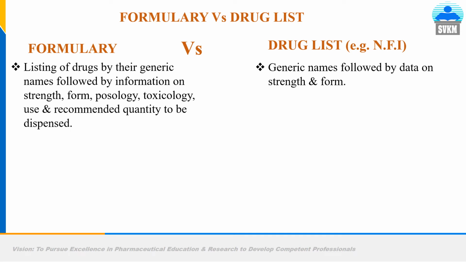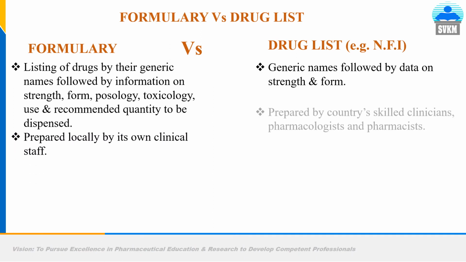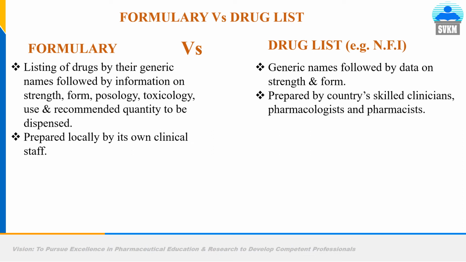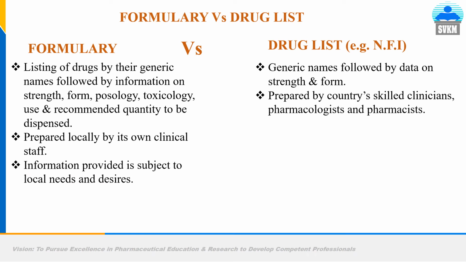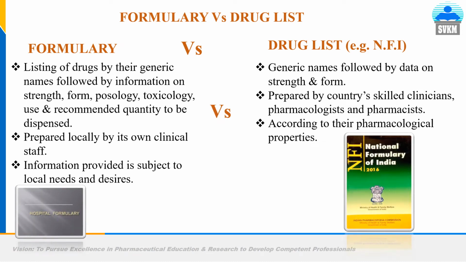Whereas a drug list mainly includes the generic names followed by the data on the strain and the form. They are prepared locally by its own clinical staff. They are prepared by the country's skillful clinicians, pharmacologists, and pharmacists. Information provided is subject to the local need and desire, not for the universal. According to their pharmacological properties, the drug listing will be prepared and it is for universal use. So this is the basic difference between the hospital formulary and the National Formulary of India or drug list.